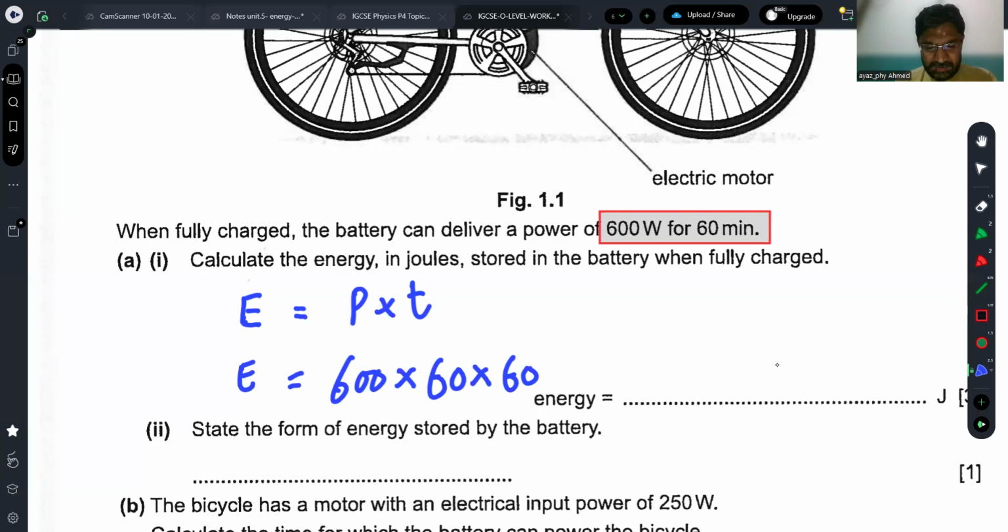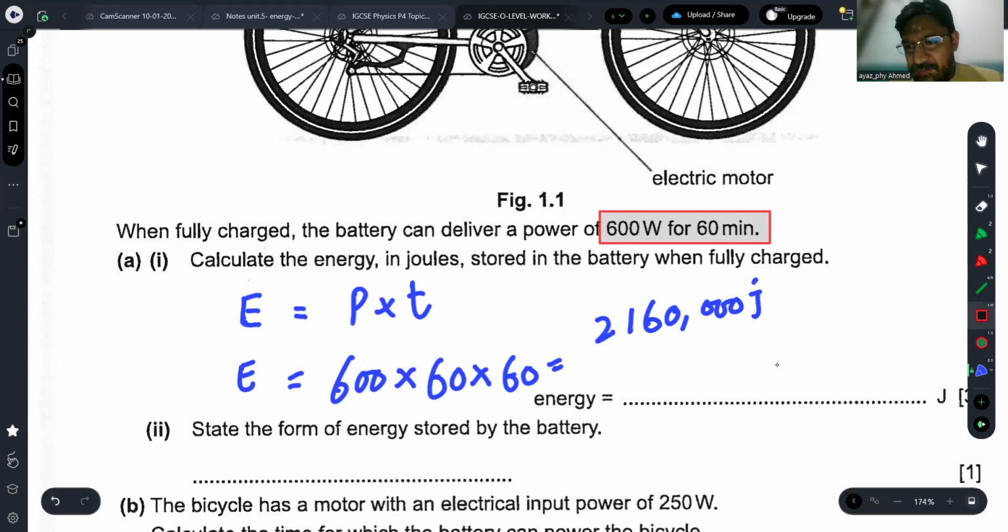Let me just open up my calculator and calculate that. It will give you a reasonable number, and you have to use it to a suitable number of significant figures. So it is 600 times 60 times 60. The number I got is 2,160,000 joules. But by the consideration of significant figures, we will give the answer to 2 to 3 significant figures, because here the significant figures are 2.